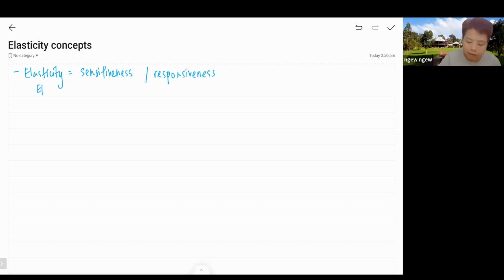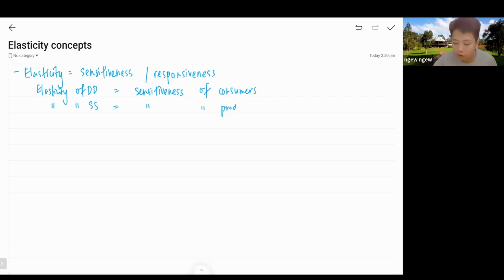So if they say elasticity of demand, which means we are trying to figure out sensitiveness or responsiveness of consumers. And if we are trying to figure out responsiveness of firms, then it will be elasticity of supply. So responsiveness or sensitiveness of producers. And therefore, sensitiveness to what? Your responsiveness to what? Then that is the title.